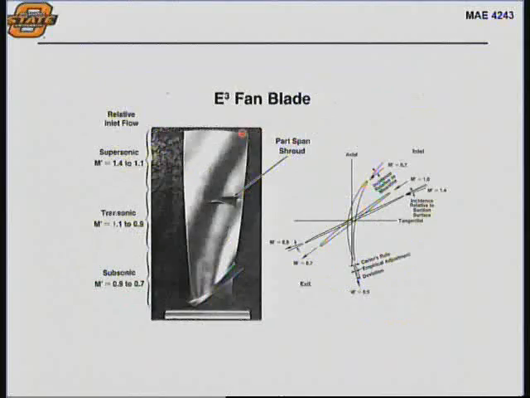Okay. Talked about the part span shroud. This is the E-Cube fan blade. So this is circa 1978, 79. But it's a good indication of the different types of flow fields that you can have along a fan blade. You certainly have subsonic flow at the lower parts. It becomes transonic here. It becomes supersonic here. Okay. Again, we're talking about the relative airflow, W.